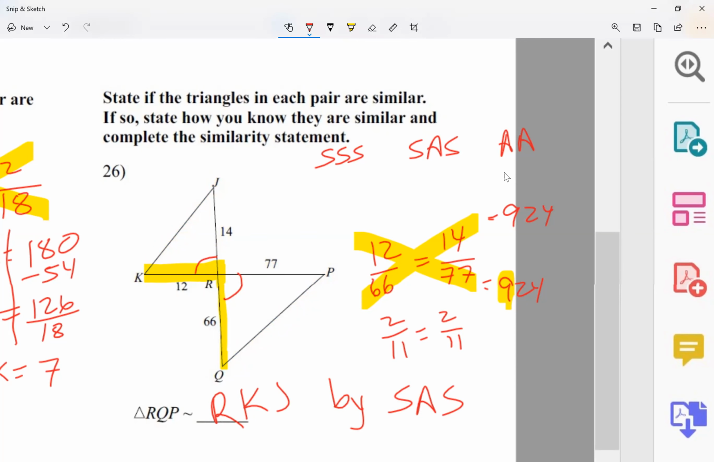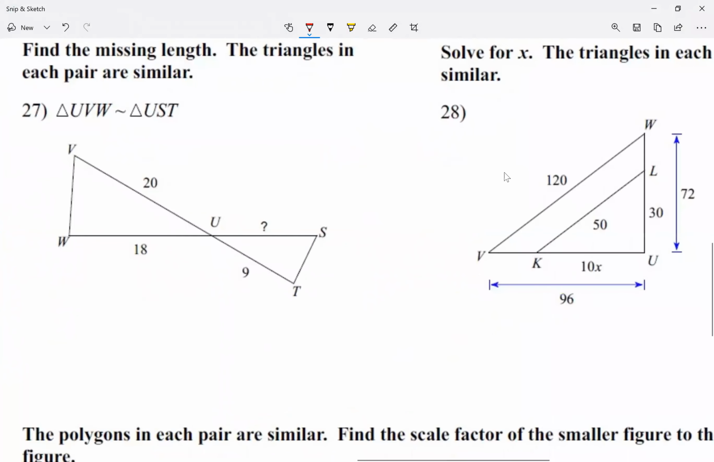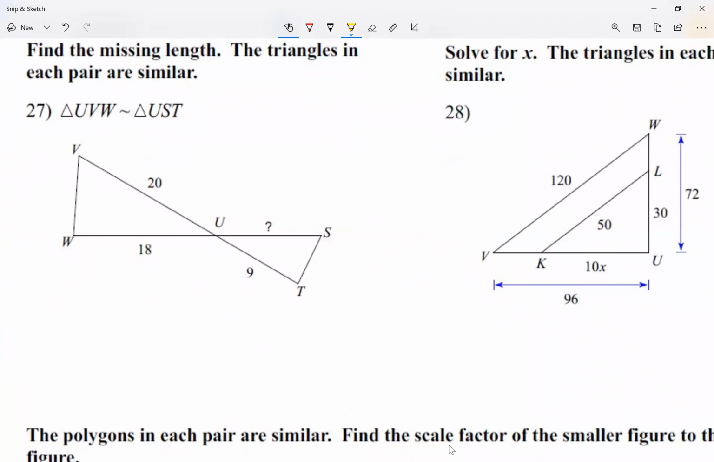Cool. Now let's take a look at number 27. Find the missing length. The triangles in each pair are similar. So from one triangle, I'm going to use the measurement 9 and X. Remember the question mark, I always call it X. So I'm going to use the measurements 9 and X. If X is the small side, it goes with 18. If X is the big side, it goes with 20.